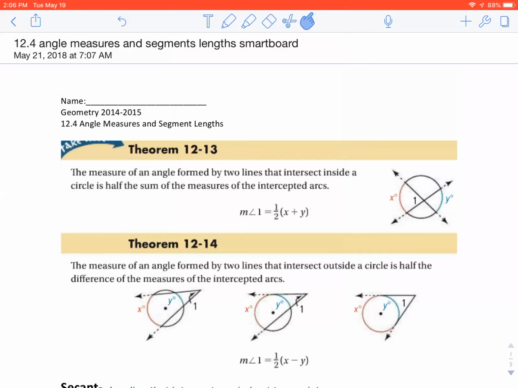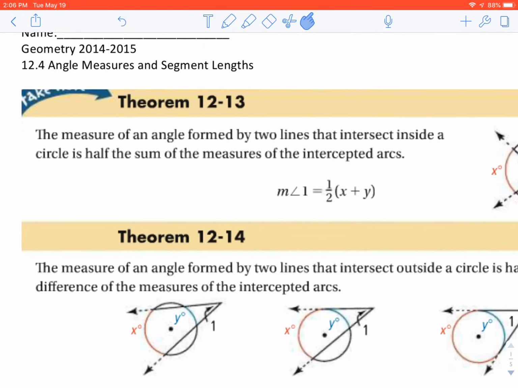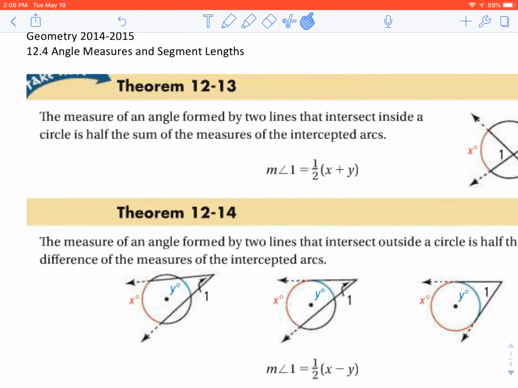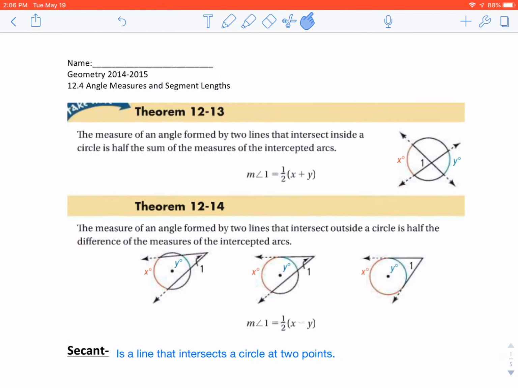This is our final section of geometry for this year, your last set of notes. It is 12-4, and in this case we're going to talk about angle measurements and segment lengths pertaining specifically to secant lines. So we'll get to that here in a minute.